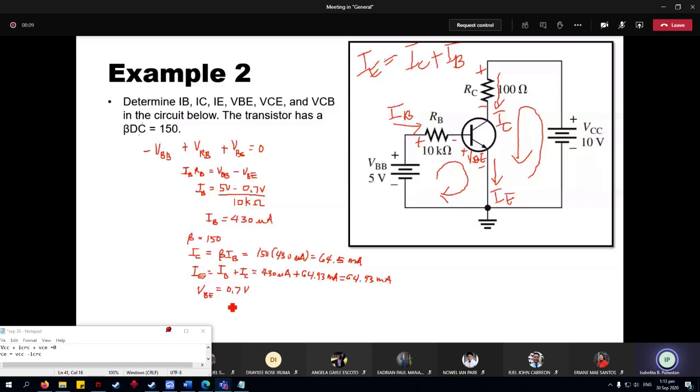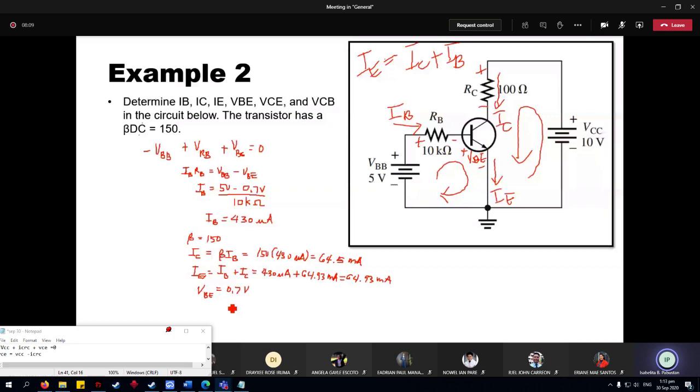VCB. What about VCB? VCB is the voltage from collector to base. How do you compute it? You cannot compute it yet, right? You compute first for the VCE. So for the VCE, you look at the right loop, yung nandun sa outer loop. So we will be writing now the equation for the outer loop. So dito tayo.